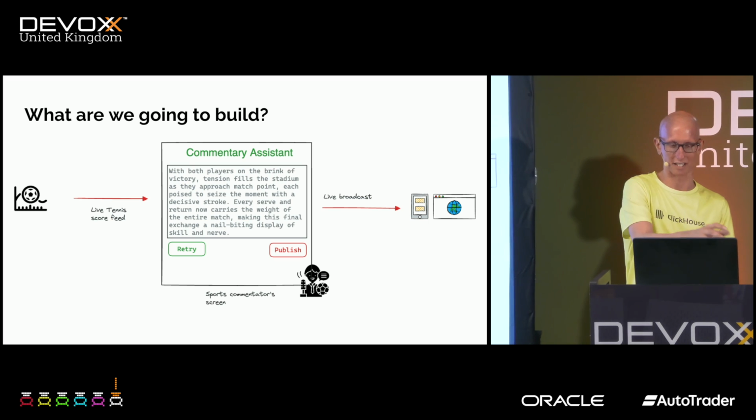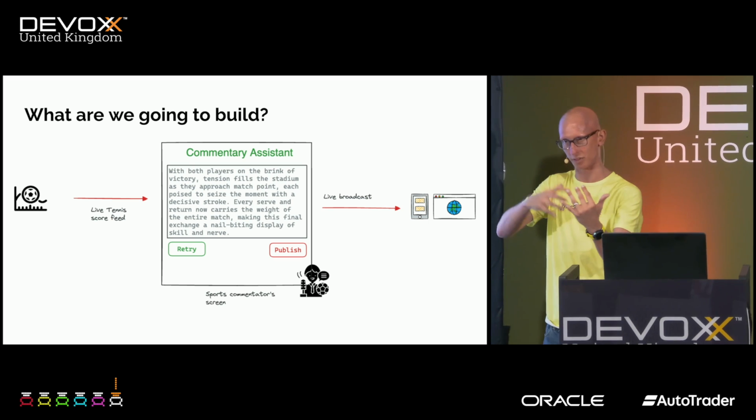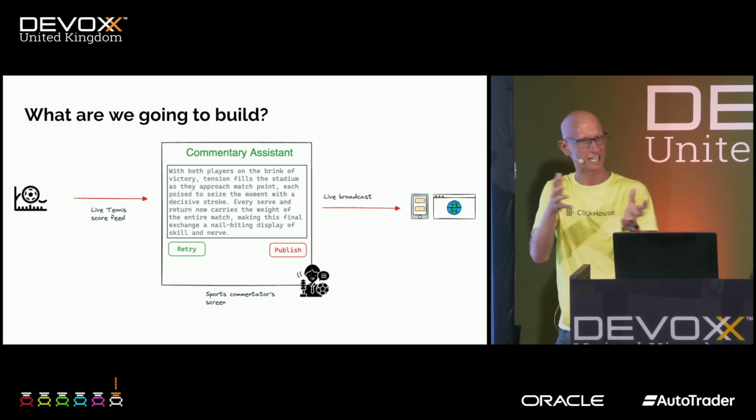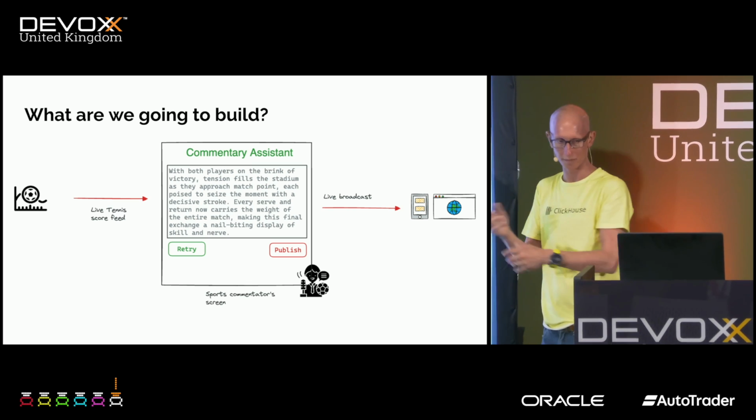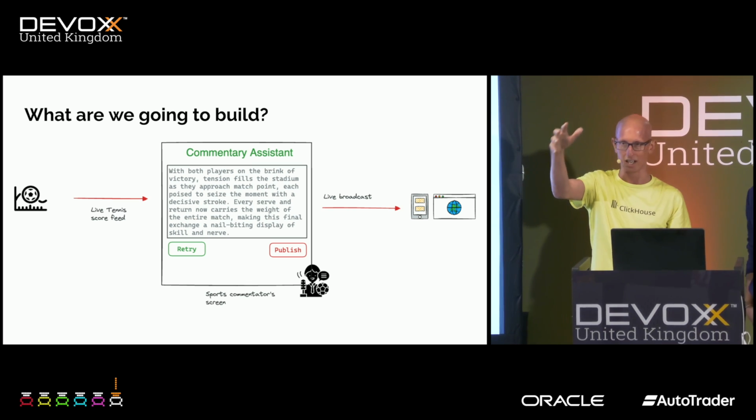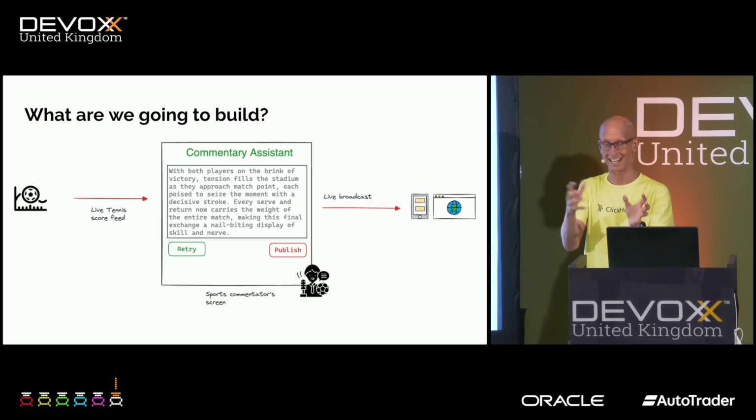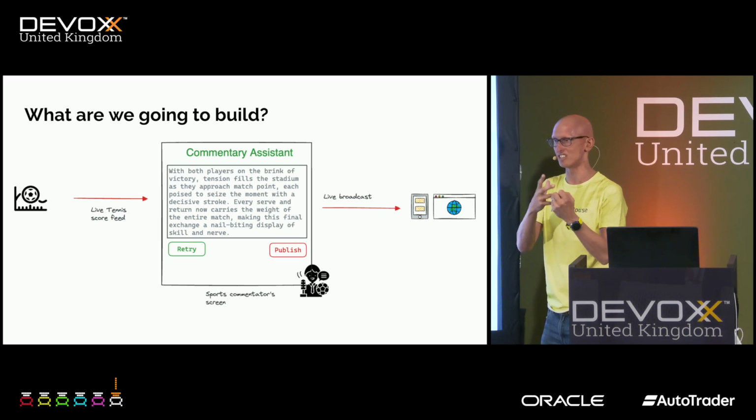Then what we're going to do is pull the events, however many we feel would be interesting to pull. We're going to feed that into a generative AI tool, and we're going to say, hey, can you take these events and generate some commentary?